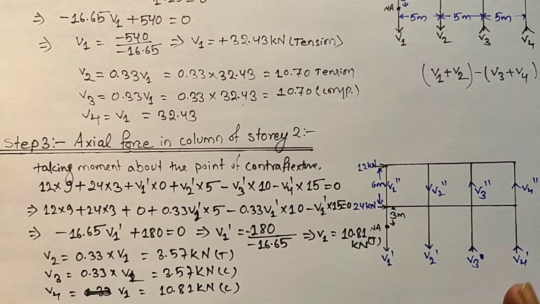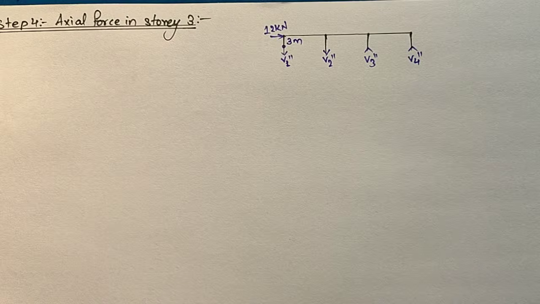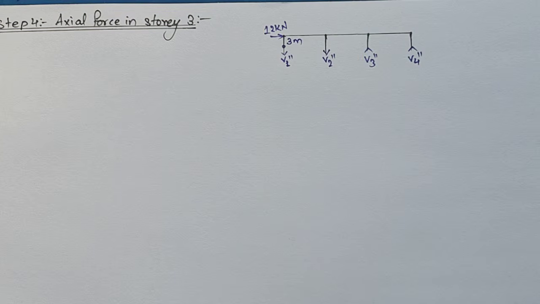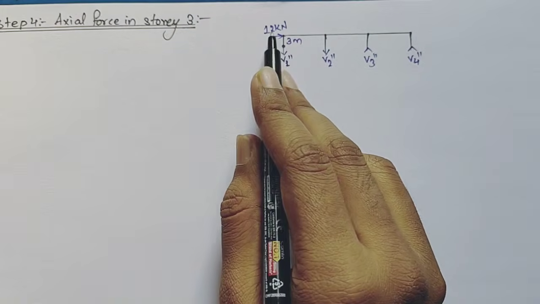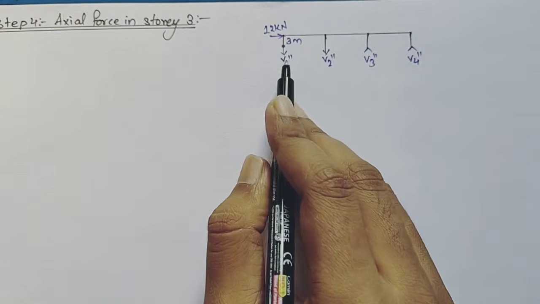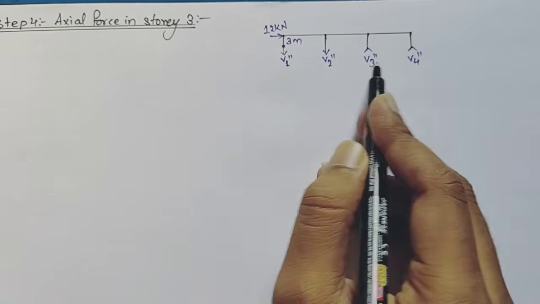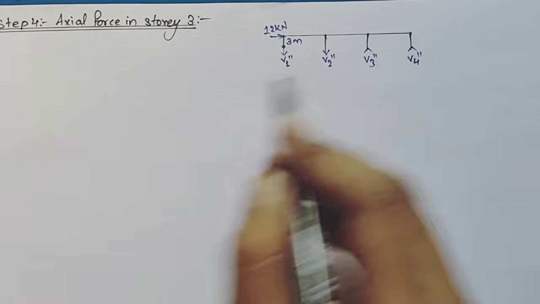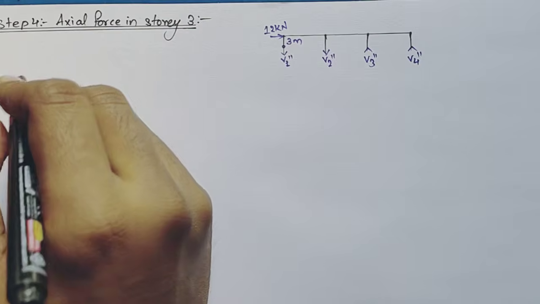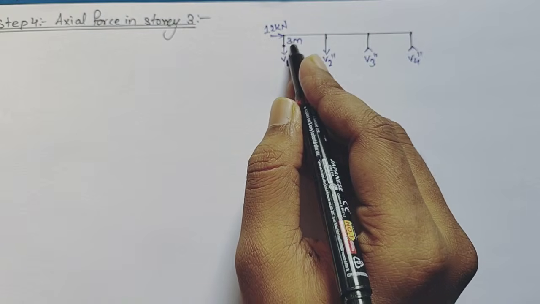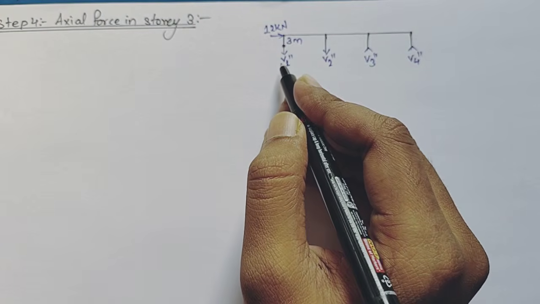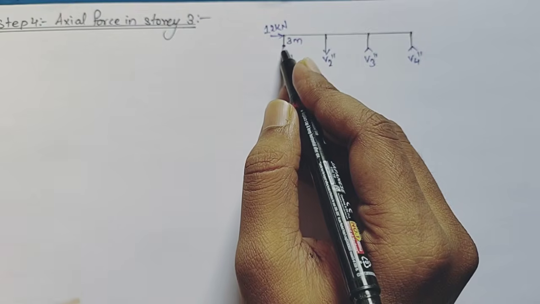Now time to move toward step 4, and in step 4 we will calculate the axial force in story 3. So here comes step 4, axial force in story 3, and we need to consider all the forces that are acting on story 3. Story 3 is acted upon by the lateral force 12 kilonewton, or the horizontal force 12 kilonewton, and these axial forces V1, V2, V3, V4. So I need to again take the moment, and the point of contraflexure is half of the height of the column, that was 6 meters. So half of 6 meter is 3 meter. Point of contraflexure is at 3 meter.